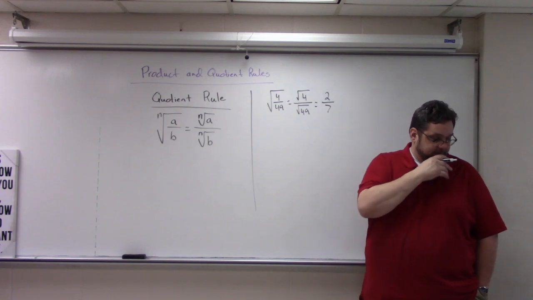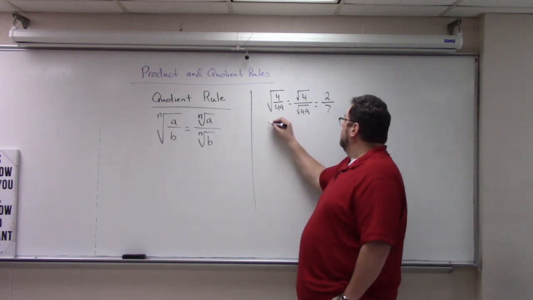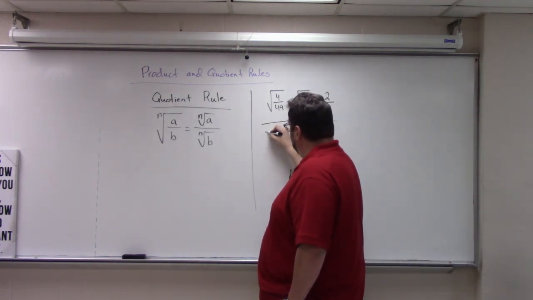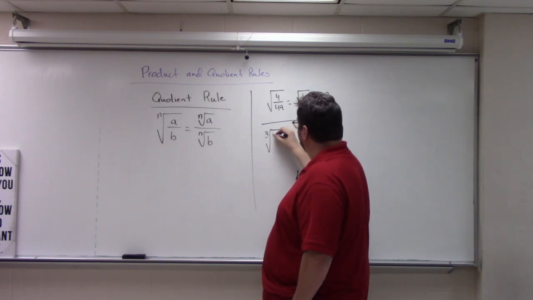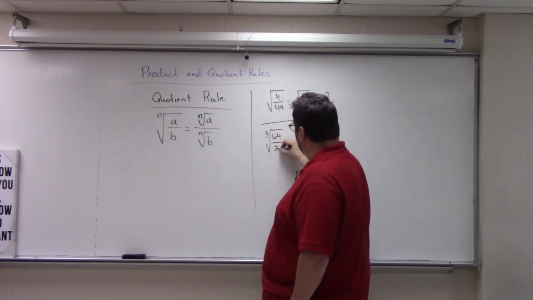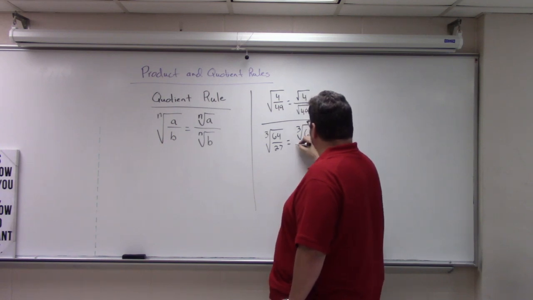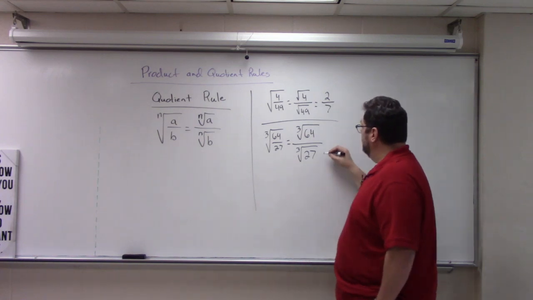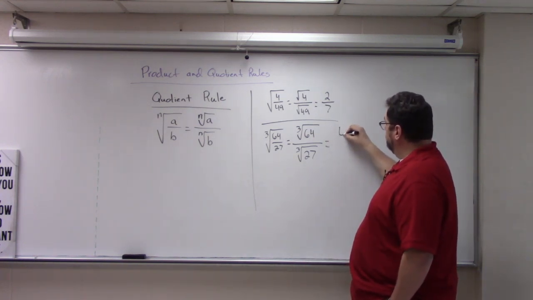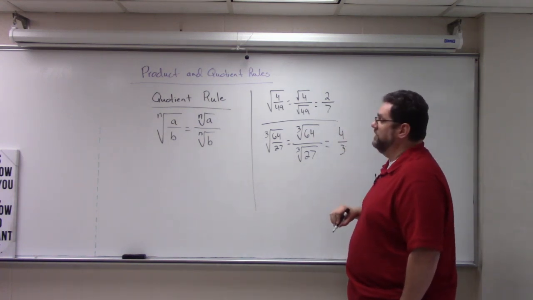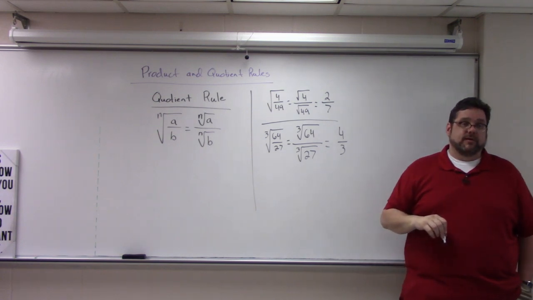Now, let's see. Cube roots. What about a cube root of 64 over 27? Well, that's the cube root of 64 over the cube root of 27. Cube root of 64 is 4. Cube root of 27 is 3. Okay.